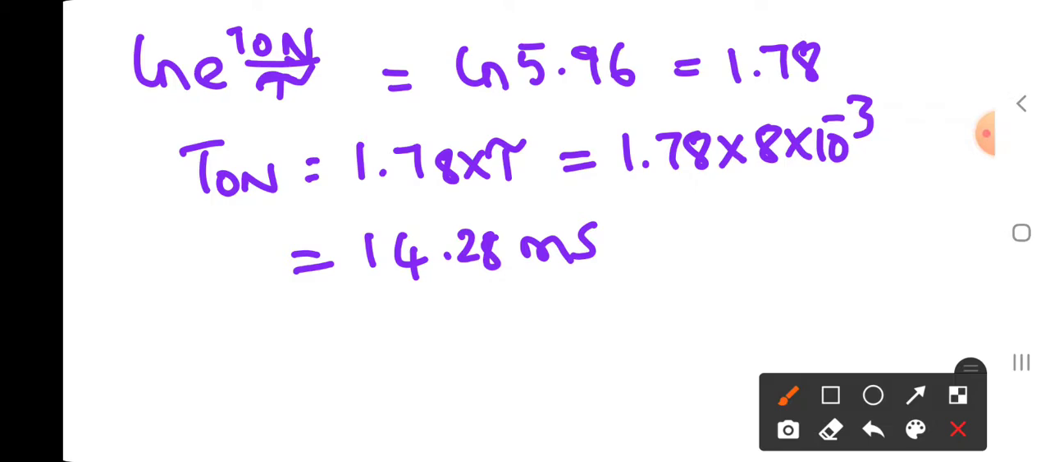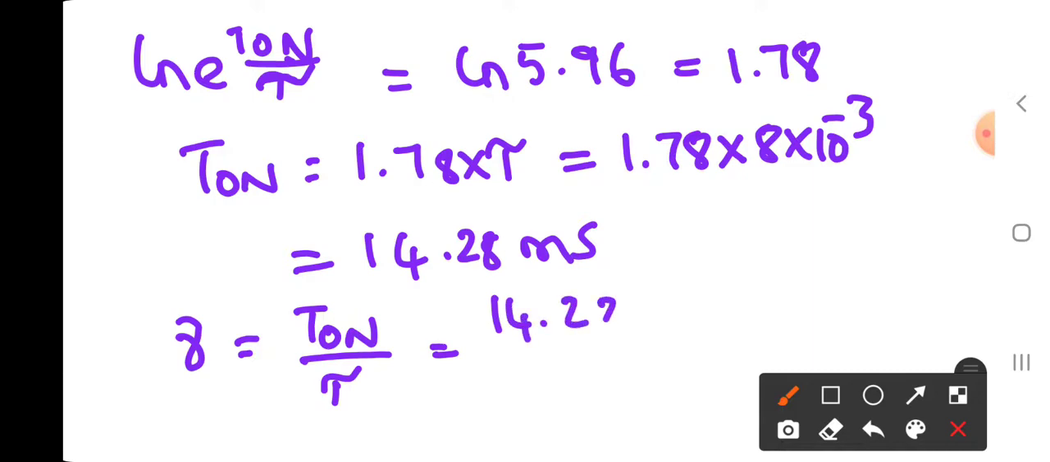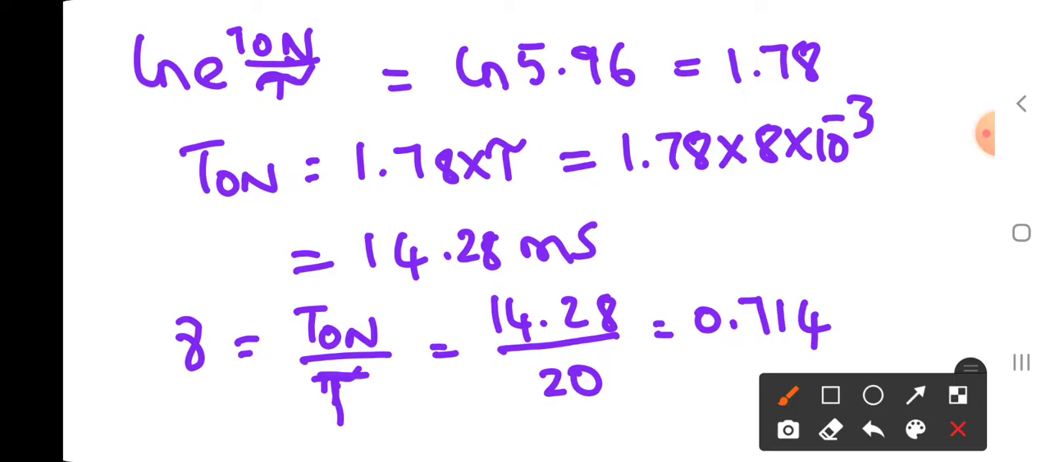14.28 milliseconds. Therefore, what is gamma? Duty ratio gamma is equal to T on by T, which is given by 14.28 over 20. It is T on by T, not T on by tau. This is 0.714, approximately 71.4%.